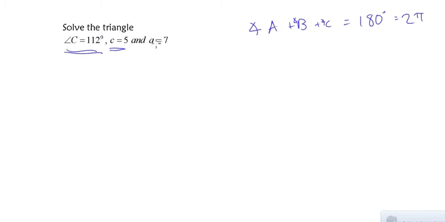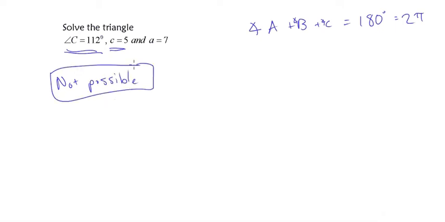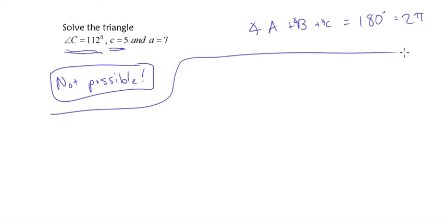However, the given information is that A is longest, so we want to get to the point where we note that this is not possible. Just by looking at the information, not possible. No answer. If we don't notice that, we can still work our way through and find out why that isn't possible.